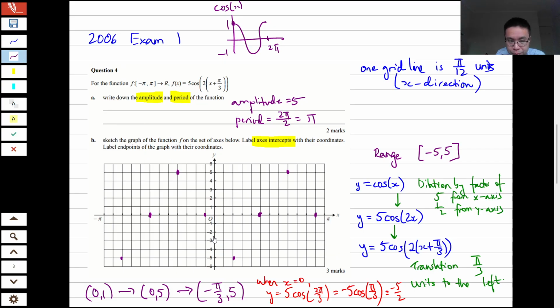And because the period is pi, I also know that the endpoints, pi and negative pi, will give me the same y value. So we have pi, negative 5 on 2, 0, negative 5 on 2, and negative pi, negative 5 on 2.